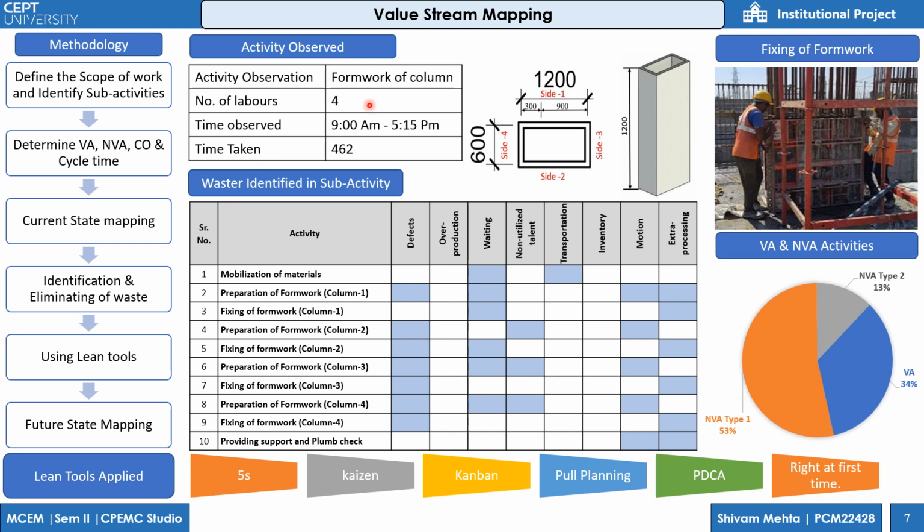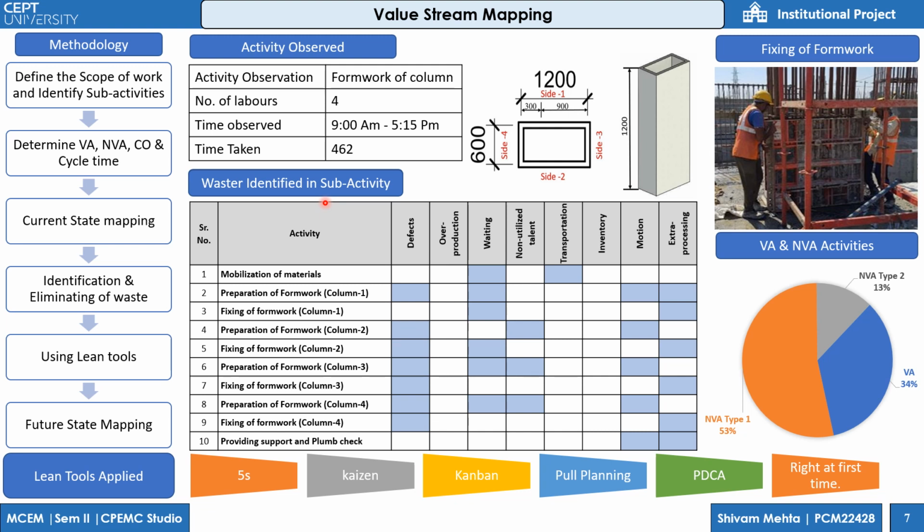The activity observed was formwork of a column. The number of laborers observed was 4, and the time of observation was from 9 a.m. to 5:15 p.m. This is a section. This is a 3D view of the column, and on the right is a picture from the side while fixing the formwork.